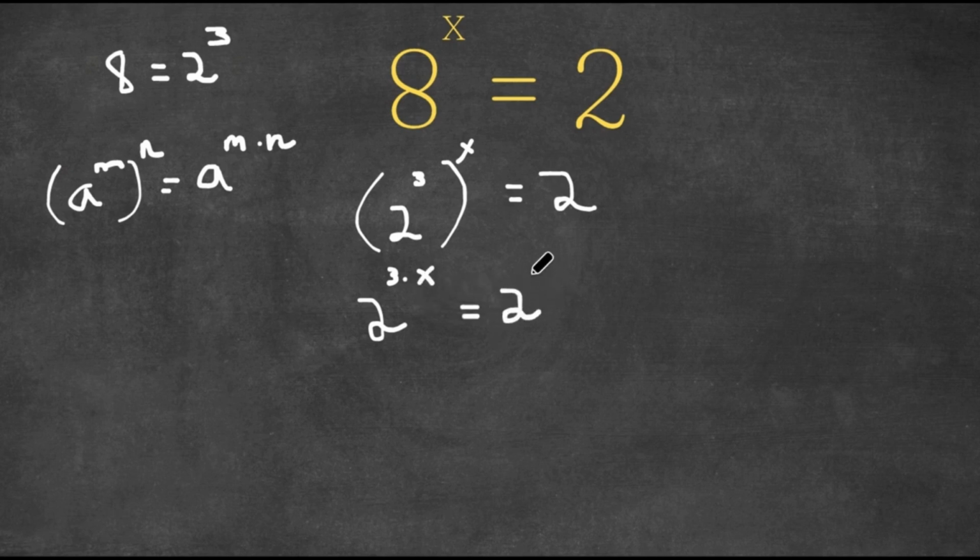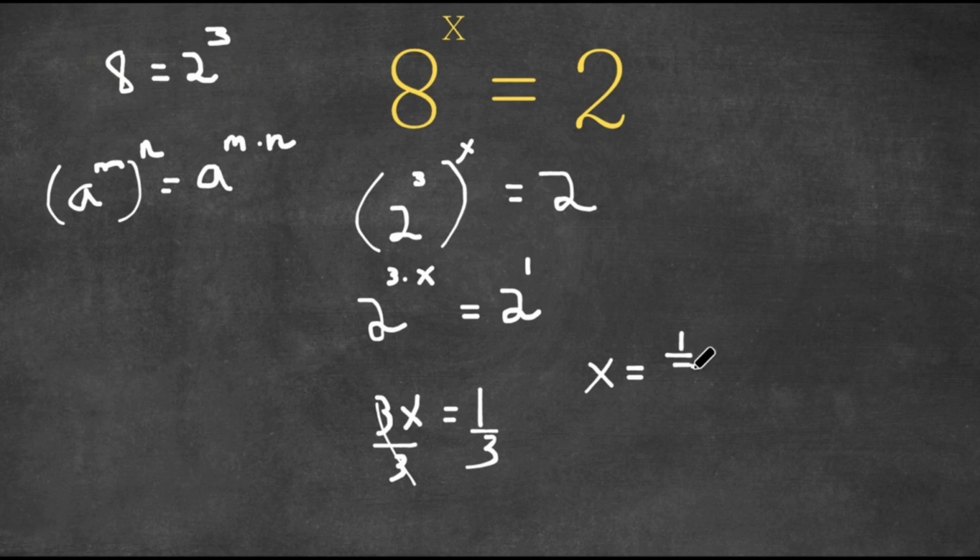Now 2 is the same thing as 2 to the power of 1. And now, as you can see, both of these bases are the same. So because the bases are the same, the exponents are the same as well. So now we could just say that 3 times x, which is 3x, equals 1. And now, as you can see, we have a simple equation to solve for x. So I'm going to divide by 3 on both sides. These two cancel out, and we are left with x equals 1/3. And this is our answer.